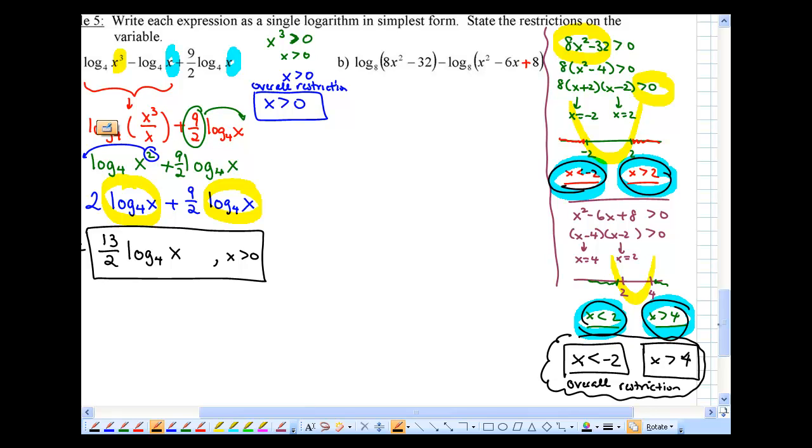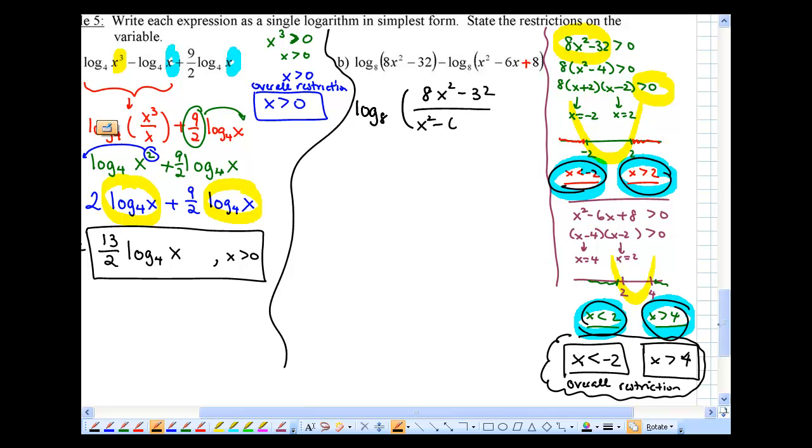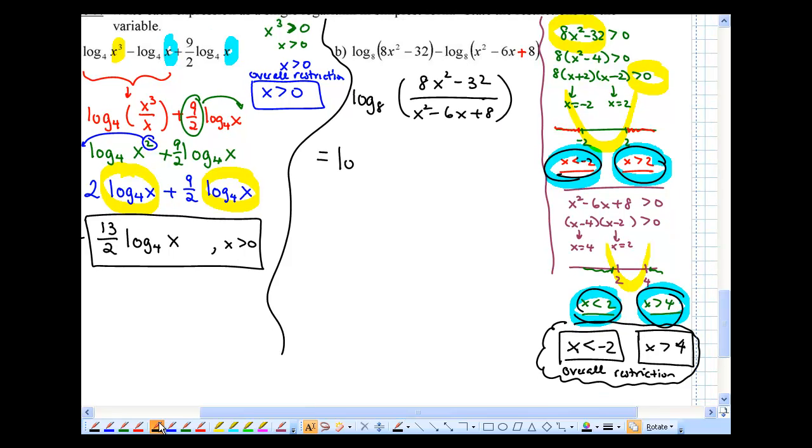Okay, all that worked just for the restrictions. You still haven't actually simplified. Let's go back and simplify, all right? Well, to simplify, I see subtraction, so I guess we're going to be doing some division. You'll see that we did all that factoring, hey? That's going to come in nice and handy now, because I'm going to use it. The 8x squared minus 32, we factored into 8 with an x minus 2 and an x plus 2. At the bottom, we factored that into an x minus 4 and an x minus 2.